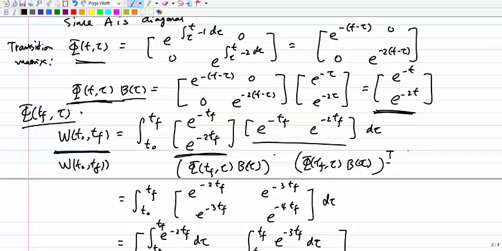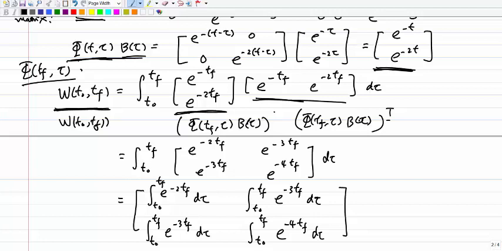That's why I compute this one over here. Then I replace t by tf, which means I have e^(-tf), e^(-2tf). I replace every t by tf. And then you do a transpose of this, changing the column to a row. Once you do that, you integrate from t0 to tf and do the product.